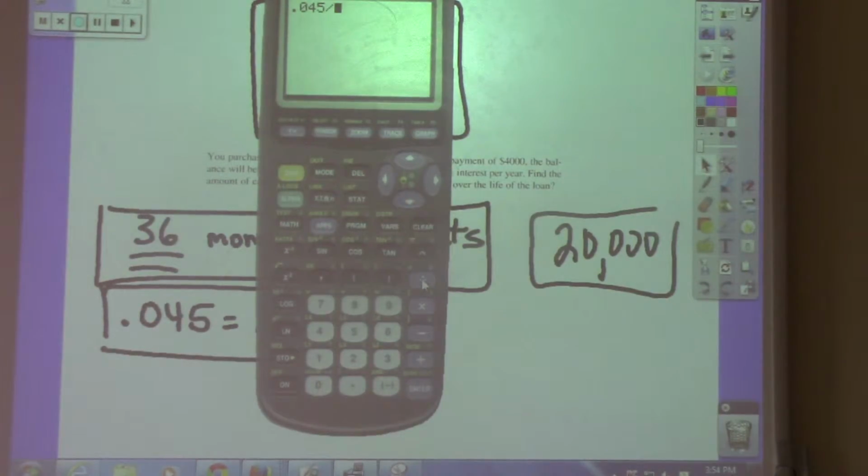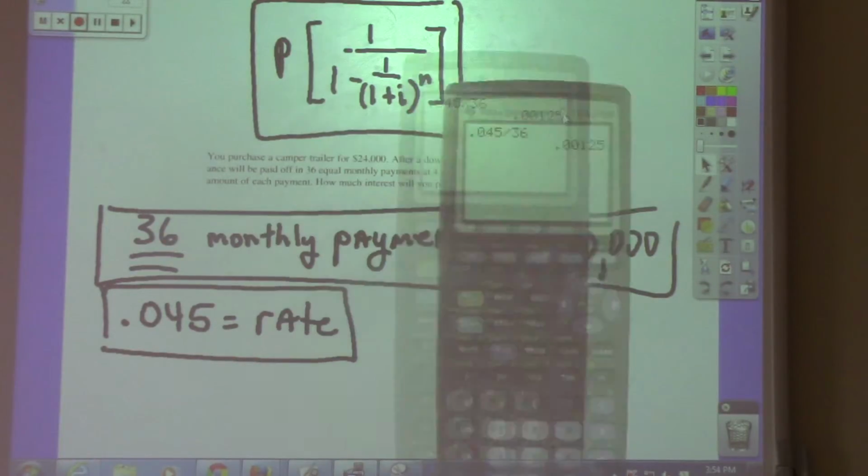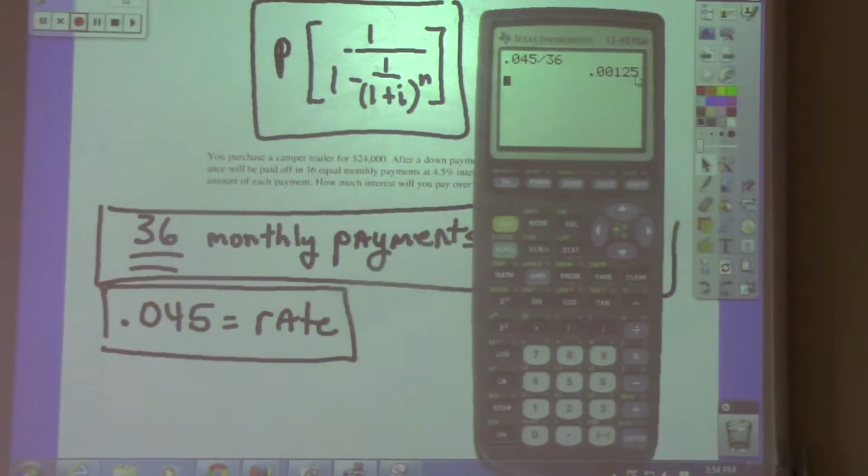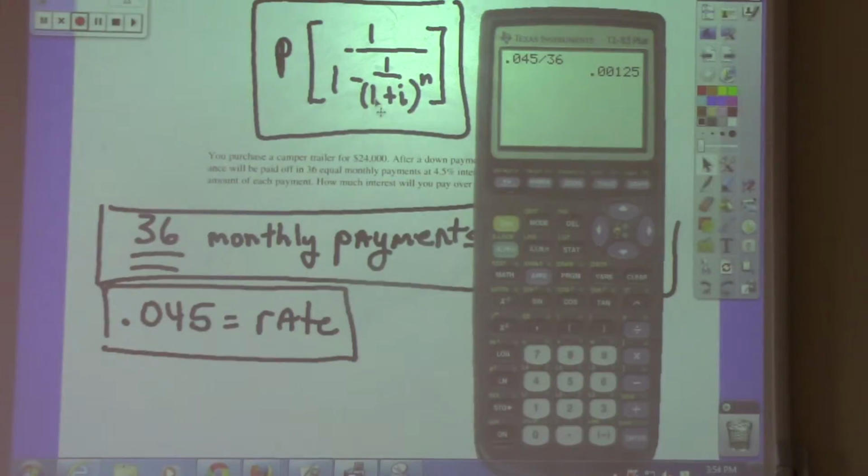Divided by 36 is equal to that number right there. So that's I. All right? Everybody got that? And what are we going to do to it? We're going to add it to 1. We're going to raise that to the 36 power. Now I've just done this denominator. Now I've got to put it over under 1 divided by that number.